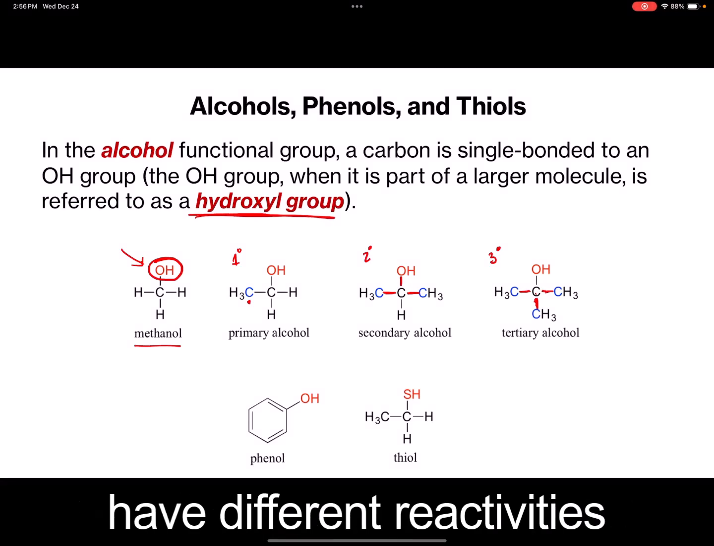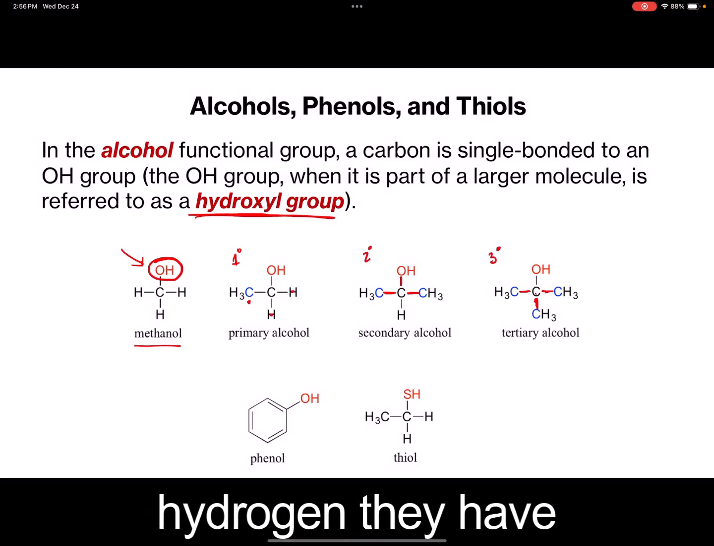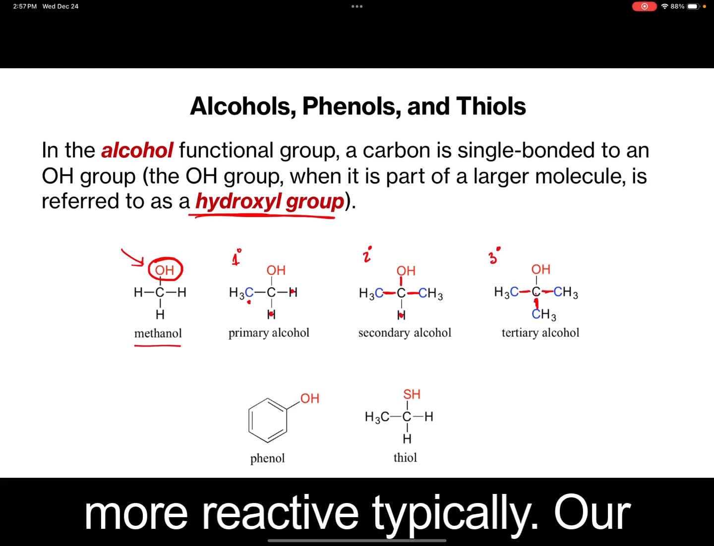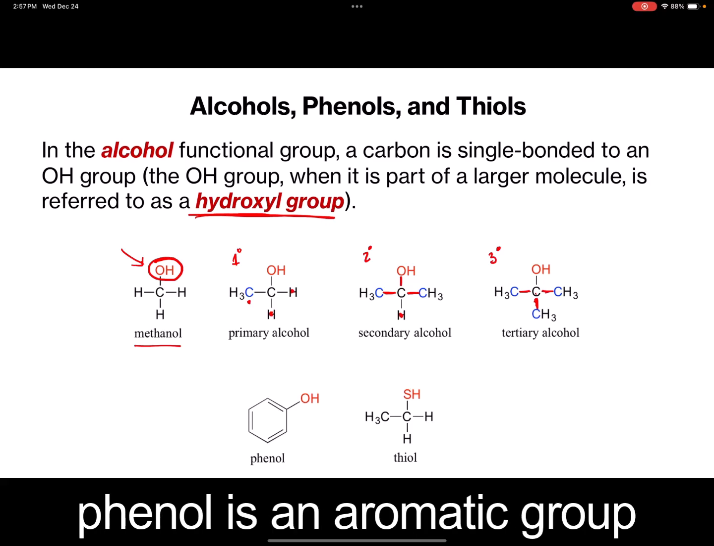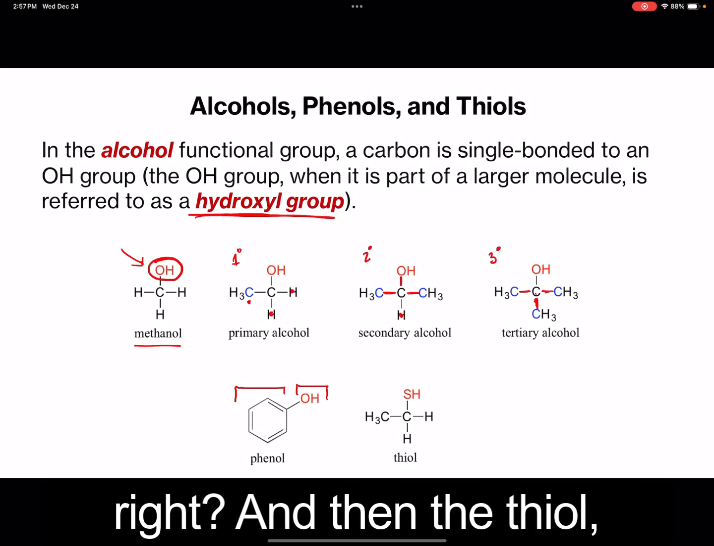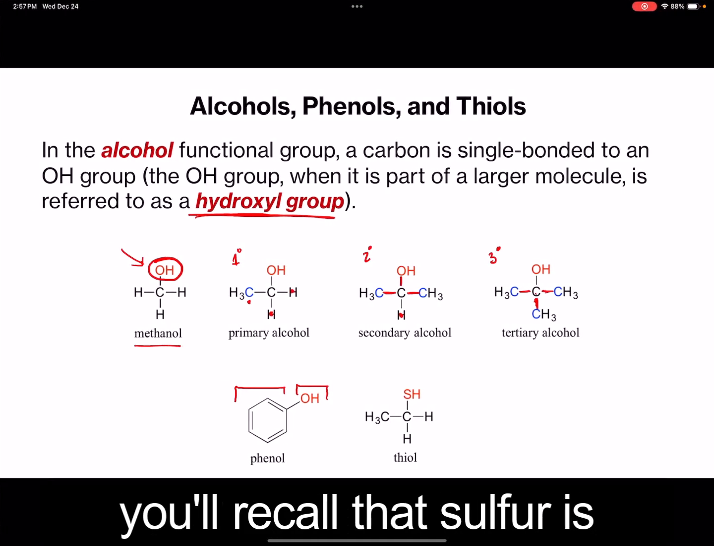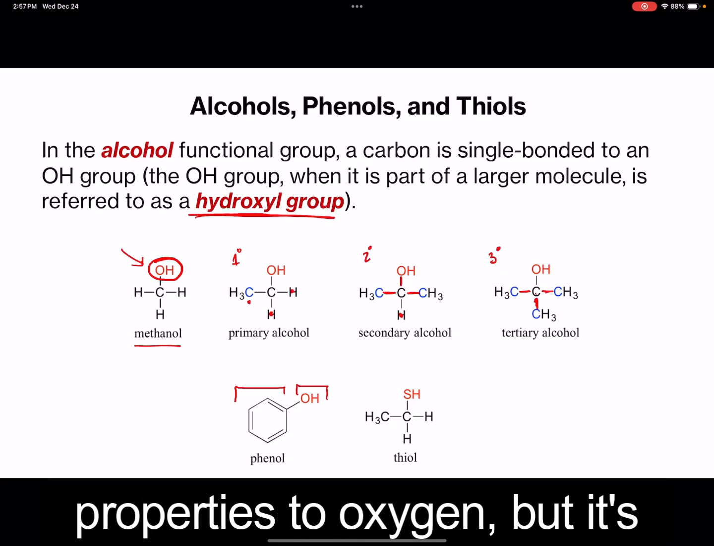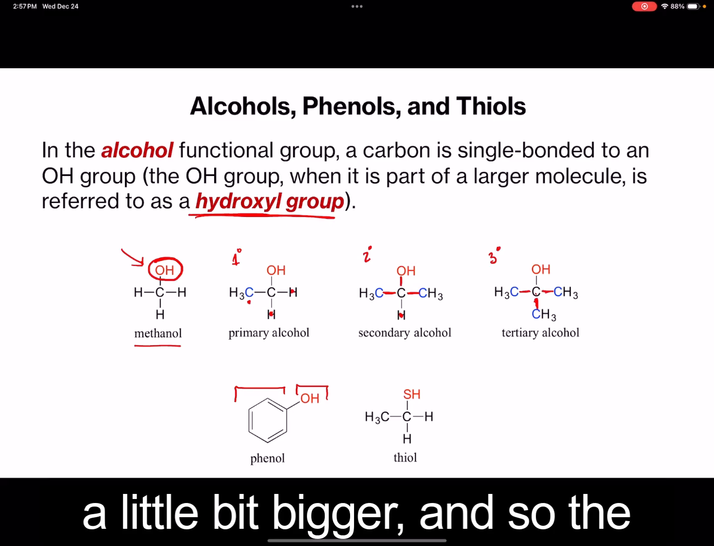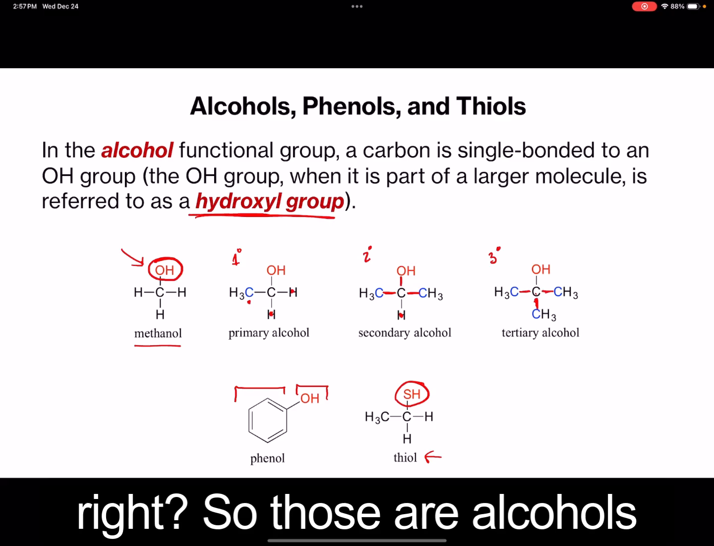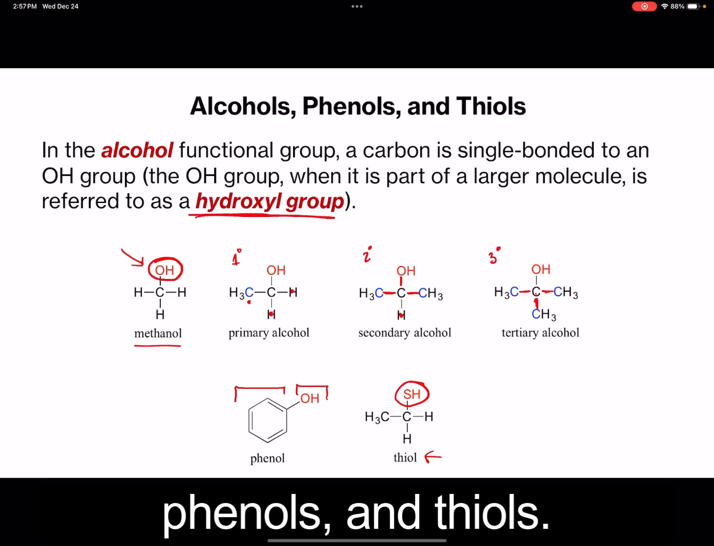And these have different reactivities depending on how much hydrogen they have associated with them, with more hydrogen being more reactive typically. Our phenol is an aromatic group with one of the carbons bonded to an alcohol. And then the thiol, you'll recall that sulfur is below oxygen in the periodic table, so it has similar properties to oxygen, but it's a little bit bigger. And so the SH group is called a thiol. All right, so those are alcohols, phenols, and thiols.